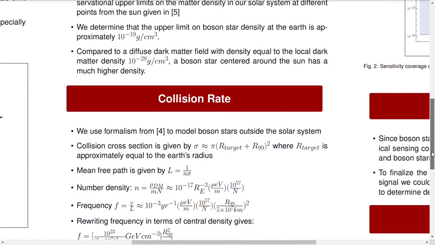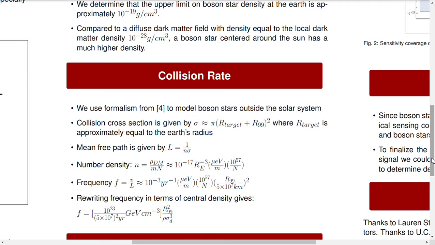Now to determine the collision rate for boson stars outside of our solar system, we assume that the collision cross-section is of the form shown here, where our target is approximately equal to the Earth's radius and R99 is equal to the radius in which 99% of the mass of the boson star is contained. We assume that mean free path is of the form shown here and number density is of the form shown here. Then we can determine that the frequency is equal to this value shown here. Now, if we rewrite the frequency in terms of the central density, we can obtain this equation here.